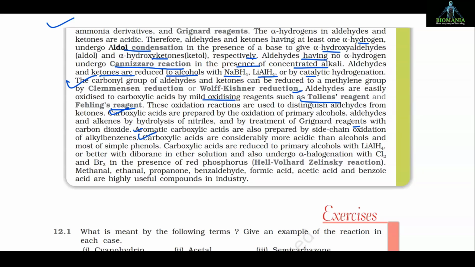Carboxylic acids are considerably more acidic than alcohols and most simple phenols. Carboxylic acids are reduced to primary alcohols with LiAlH4 or better with diborane in ether solution, and also undergo alpha halogenation with Cl2 and Br2 in the presence of red phosphorus, the Hell-Volhard-Zelinsky reaction. Methanol, ethanol, propanone, benzaldehyde, formic acid, acetic acid, benzoic acid are highly useful compounds in industry.